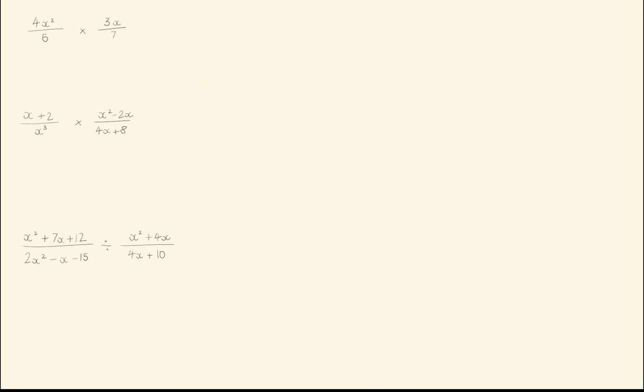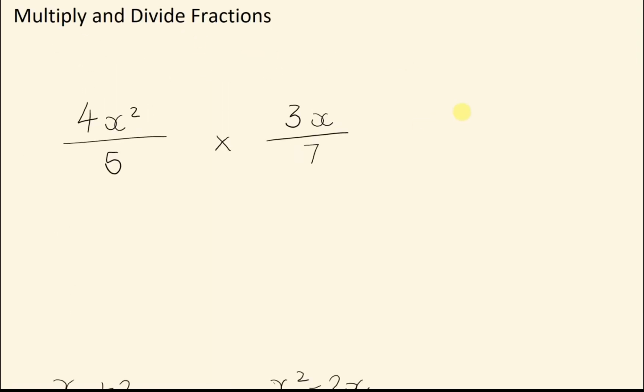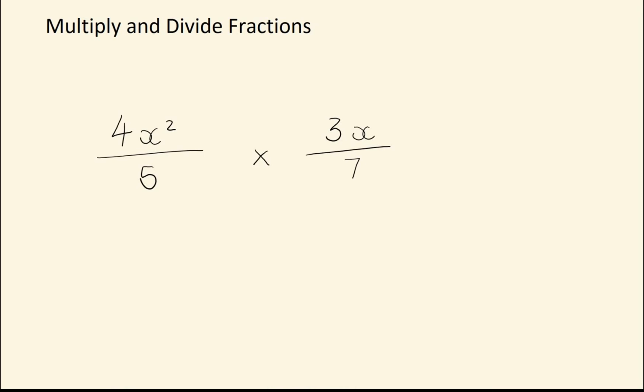Okay, moving on to multiplying and dividing fractions. So multiplying fractions is easy to do. You just do top times top and bottom times bottom. So here, let's do that. Top times top will be 12x cubed, and bottom times bottom will just be 35. And that's it, that's all you need to do.